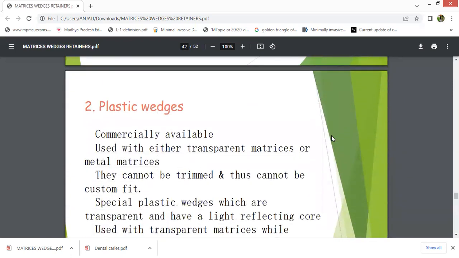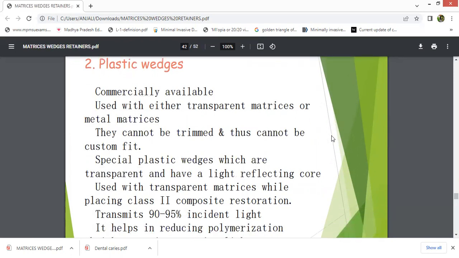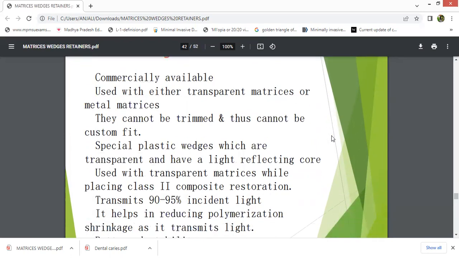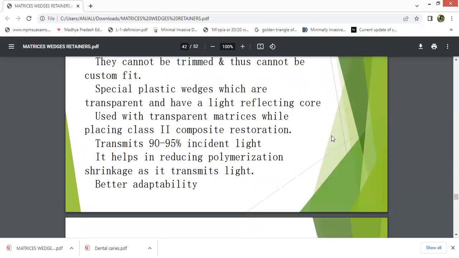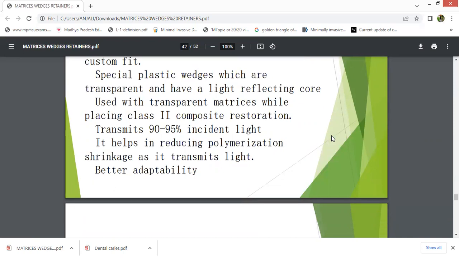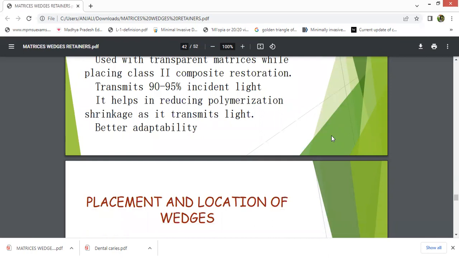Plastic wedges are commercially available, used with either transparent matrices or metal matrices. They cannot be trimmed, thus cannot be custom fit. Special plastic wedges which are transparent and have a light reflecting core are used with the transparent matrices while placing class 2 composite restoration. They transmit 90% of incident light, that helps in reducing the polymerization shrinkage, and the transmitted light gives better adaptability.